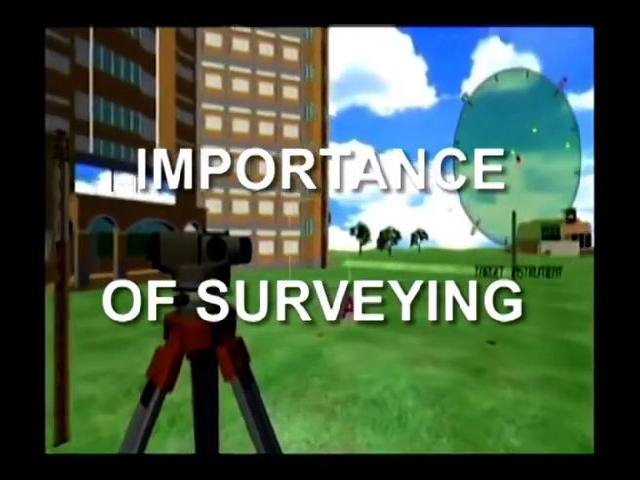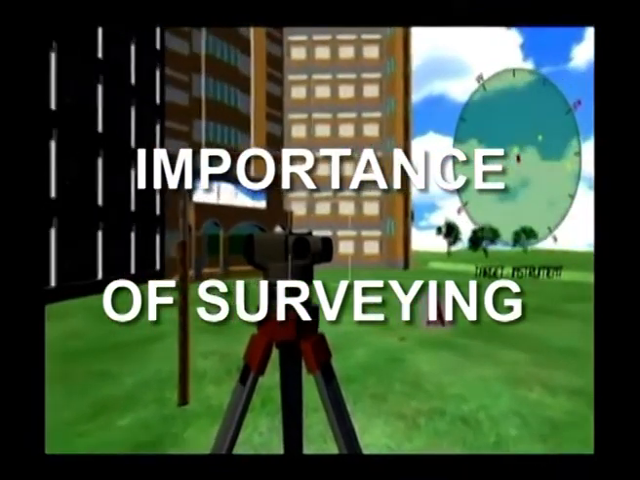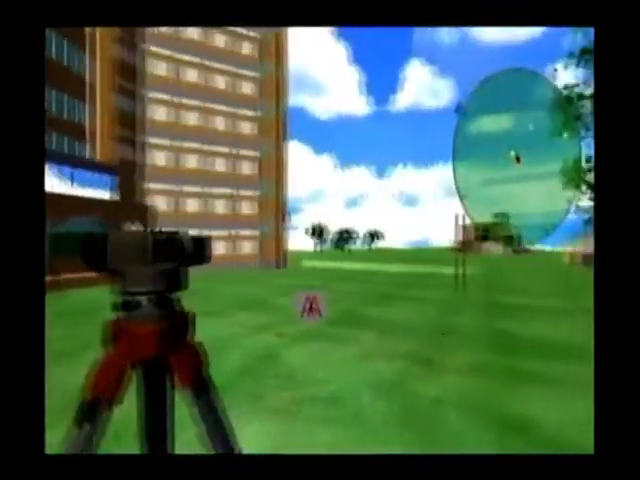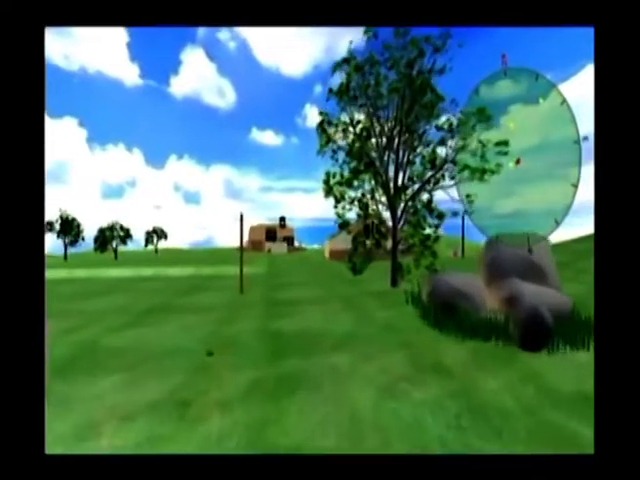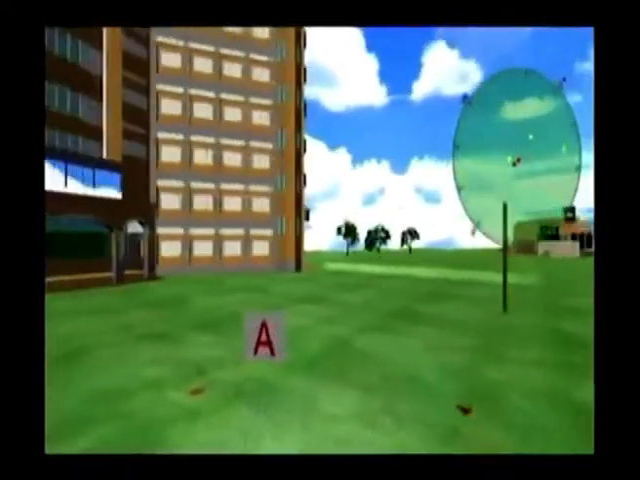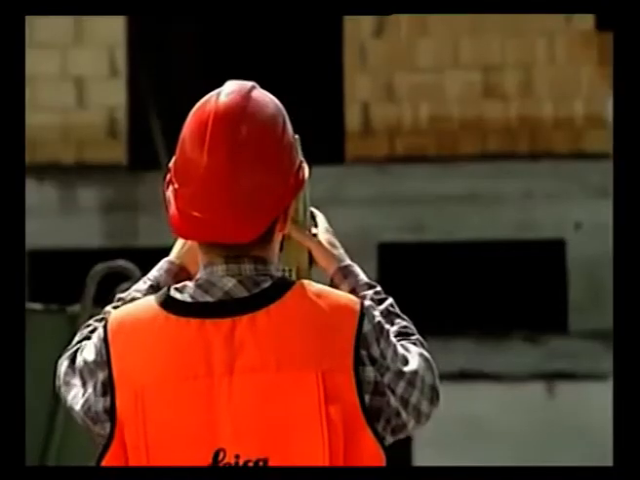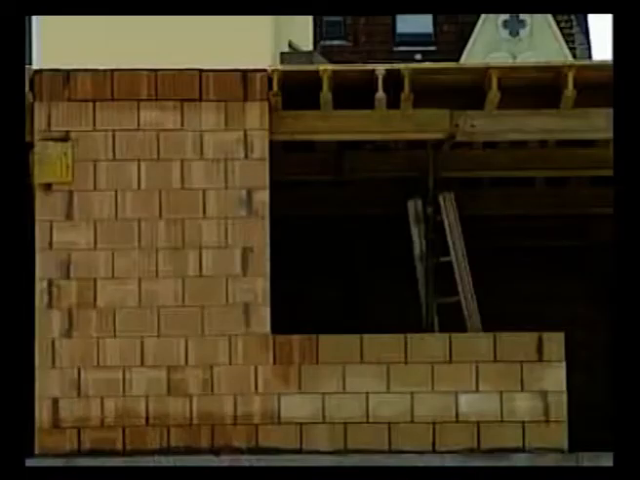Importance of surveying. Surveying is one of the world's oldest and most important arts because, as noted previously, from the earliest times it has been necessary to mark boundaries and divide lands. Surveying has now become indispensable to our modern way of life.